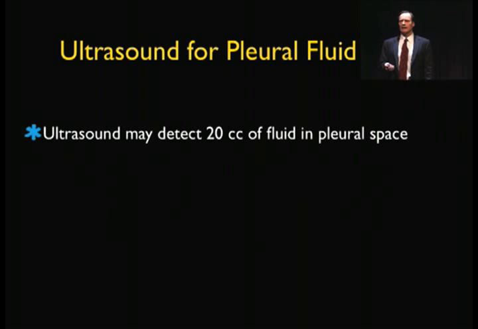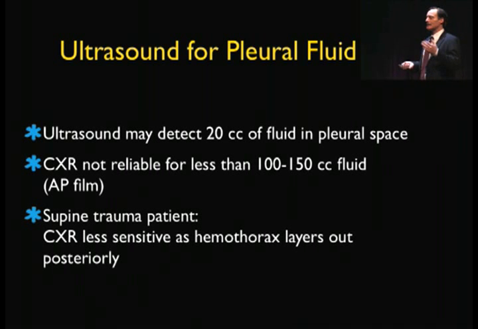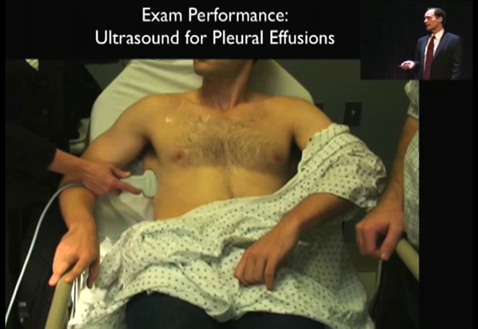So how does it do? What does the literature show on this examination? What's interesting is that ultrasound can actually detect as little as 20 cc's of fluid, if you can believe it. Now, I guess you've got to be a pretty good ultrasonographer to see 20 cc's, but the point is that it's a lot less than a chest x-ray. A chest x-ray can take 150 cc's of fluid, especially on your supine trauma patient who's AP, where fluid is layering out posteriorly, and it can be difficult to see. So ultrasound could potentially give you a much better accuracy and pick up that free fluid way before the chest x-ray does.